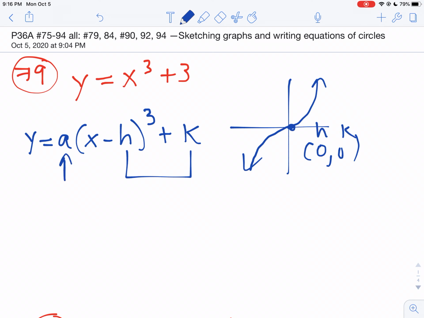This a here tells me whether my graph starts from the third quadrant and goes to the first quadrant, or whether it starts from the second quadrant and goes to the fourth quadrant. Again, all of that depends on how much you remember, okay? So just knowing this, I see the resemblance between the problem given to me and the general equation of a cubic function that I remember, okay? So for the problem given to me, I know that my h is 0, my a has to be 1, and my k has to be 3, okay?